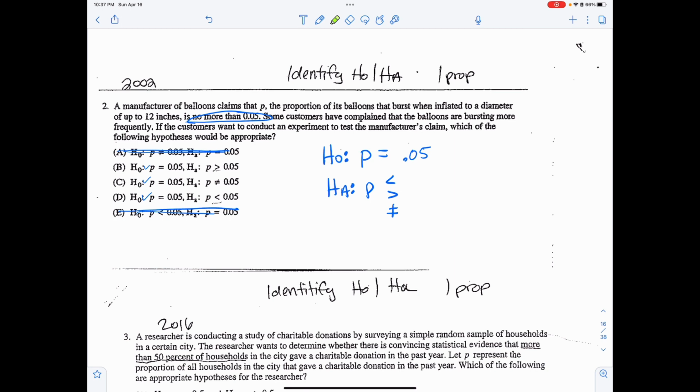But it says some customers have complained that the balloons are bursting more frequently. If the customers want to conduct an experiment to test the manufacturer's claim, so I'm going to test the claim. What I'm saying is they complain that they're bursting more frequently. So more frequently is going to be a greater than. So that's right here.